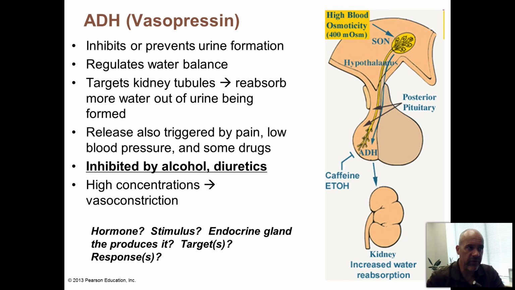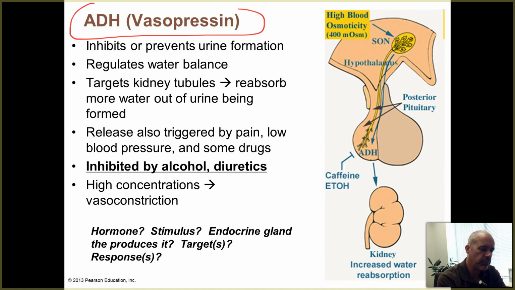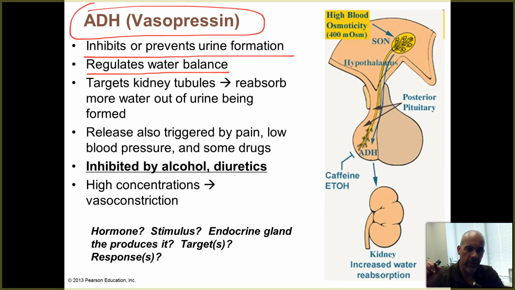Okay, so the other posterior pituitary hormone is ADH, also known as antidiuretic hormone, also known as vasopressin. That term is used more when you're thinking about the cardiovascular system and blood pressure regulation, as we'll see later. So what does this do? It's an anti-diuretic, which means it inhibits or prevents urine formation. It helps regulate your water balance.